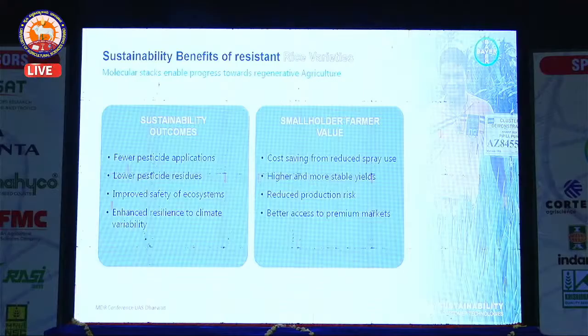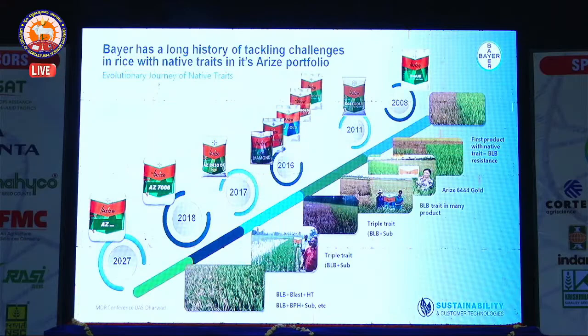When we said that we are going for 4 markers, it means 1 out of 16 will be our disease-resistant products in the market. Bayer has a rich history of bringing products. Bayer is the first company which actually released the BLB resistant hybrid in rice, and it is working very well.